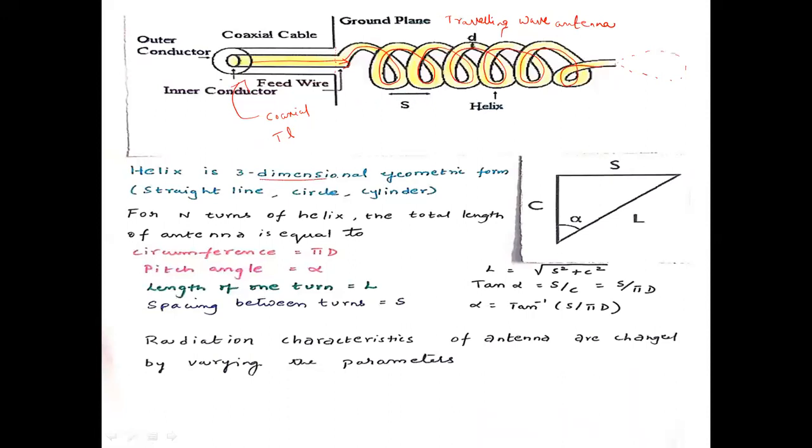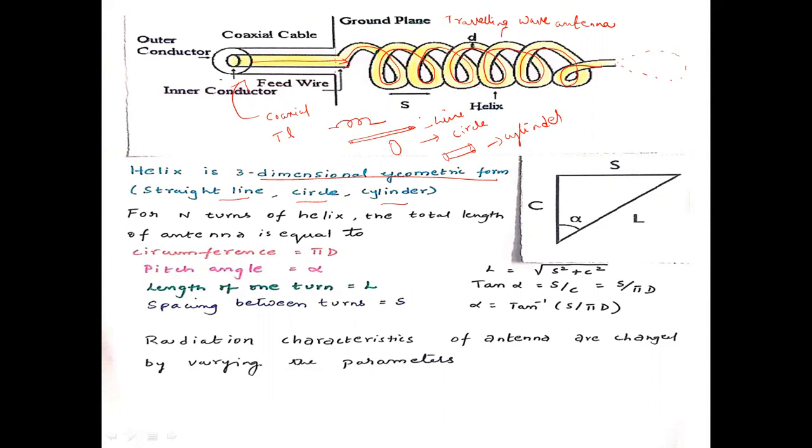A helix is a three-dimensional geometric form where it is in the form of a straight line, circle as well as cylinder. How we get these three forms, we'll see. Say if this is the helix structure. If I just unwound these turnings, I simply get a straight line, right? And out of these turnings, if I consider only a single turn, I get a circle. If I combine a line and a circle, I get a cylinder, right?